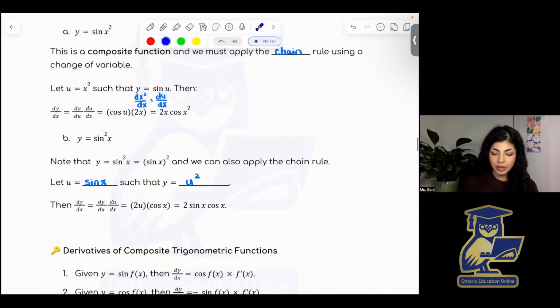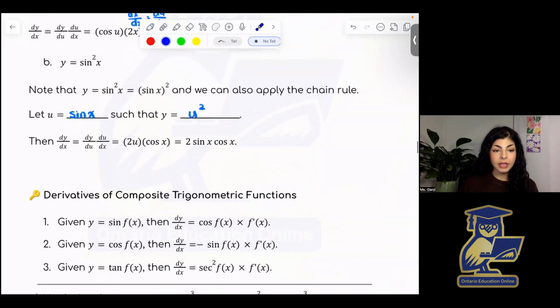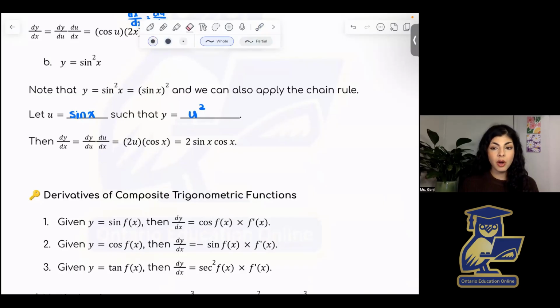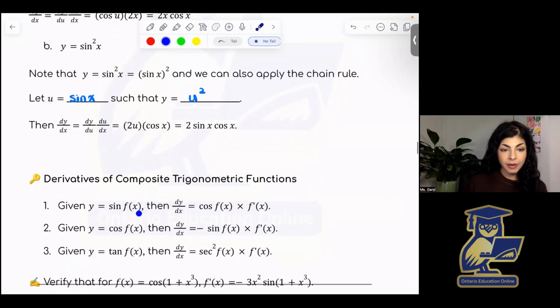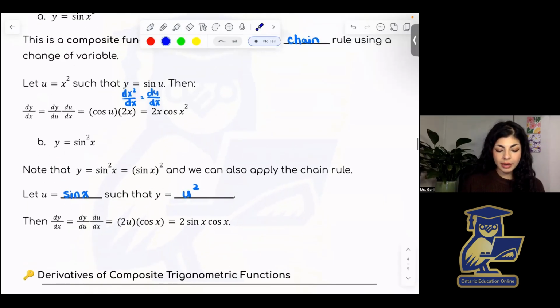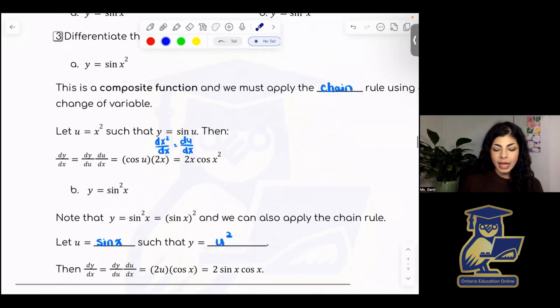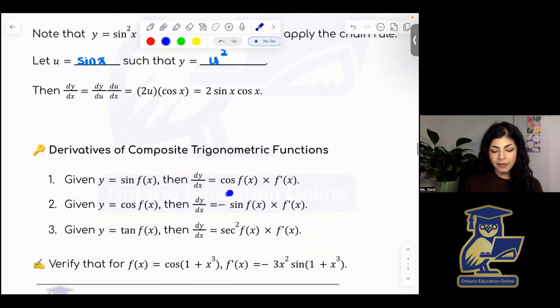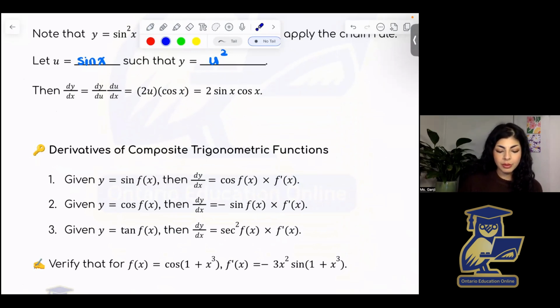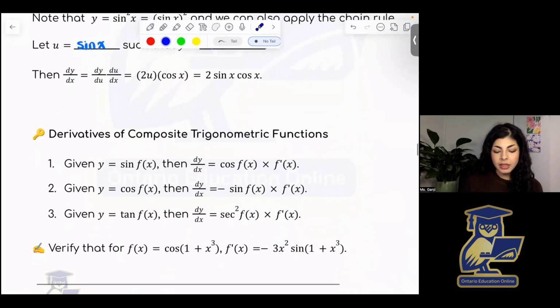And now we can actually generalize this to have a concept for derivatives of composite trigonometric functions. So given y equals sine of f of x, just as we saw in example A where we had x squared, then the derivative is cosine of f of x times the derivative of the input function f of x here. And for cosine of f of x, we have the derivative, which is now negative sine of f of x, times the derivative of that internal function, f prime of x.